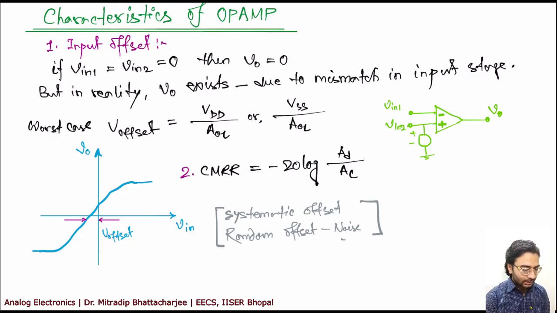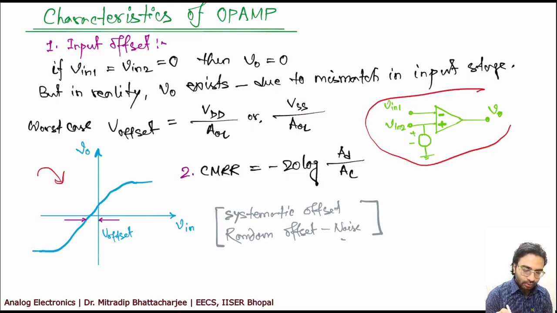So one of the major characteristics of OPAMP is input offset. What does that mean? If you look at this circuit of OPAMP, if you put V in equal to 0, your output should be 0, right? But in practice, you will see that if your input V in is 0, you get a certain amount of output which is not desirable. So we call this offset. So this is your input offset. Even at input equal to 0, you have some output. That means you have an input offset.